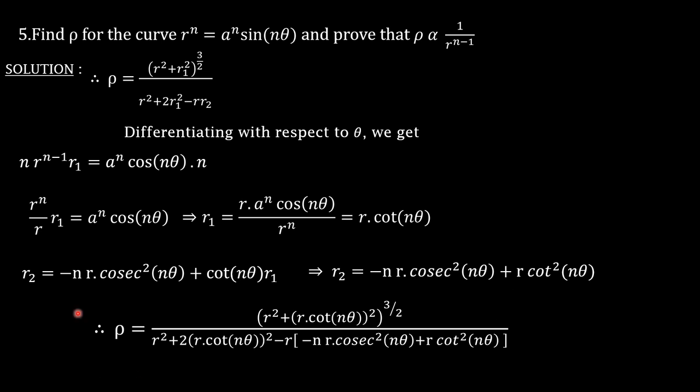So rho reduces to the form rho is equal to r square plus, I am replacing r1 by r cot n theta, whole square, to the power 3 by 2, divided by, keeping r as it is, r square plus 2 into r1, that is r cot n theta whole square, minus r into r2. r2 is minus n into r cosecant square n theta plus r into cot square n theta. Let me simplify it and prove that rho is inversely proportional to r to the power n minus 1.